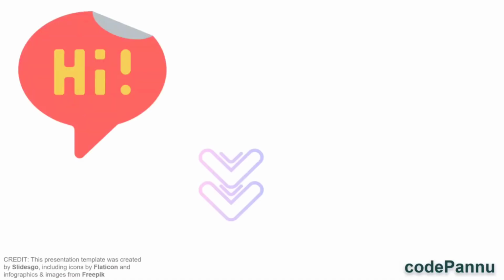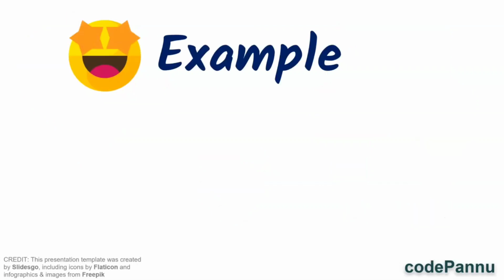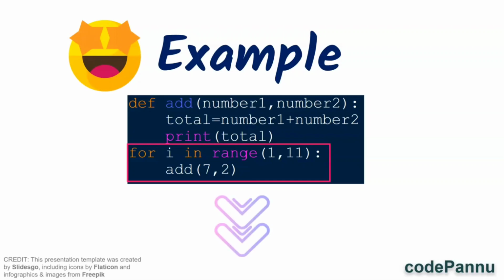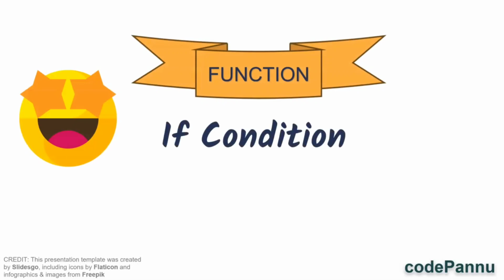Hi! In this video also, we are going to combine more concepts. In the previous videos, we saw an interesting example. We combined loops and functions. We call the function inside a for loop. In this video, we shall see one more interesting combination. We are going to combine a function call with an if condition.